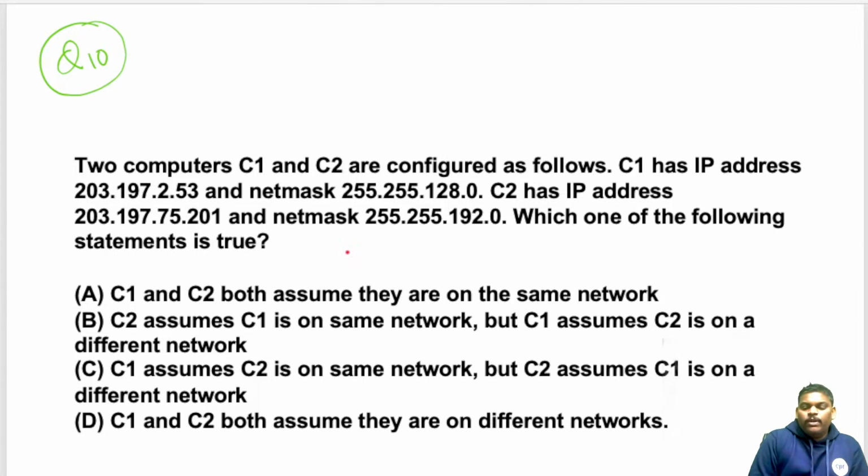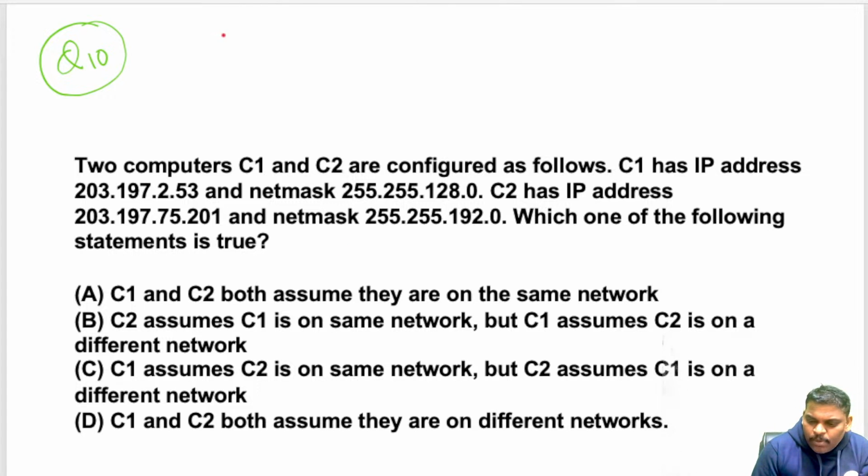Two computers C1 and C2 are configured as follows. C1 has an IP address and a mask, and C2 has an IP address and a mask. I think we already did this kind of problem, but this one will come guaranteed in the exam. So please do it once.